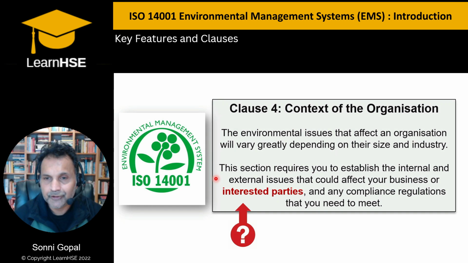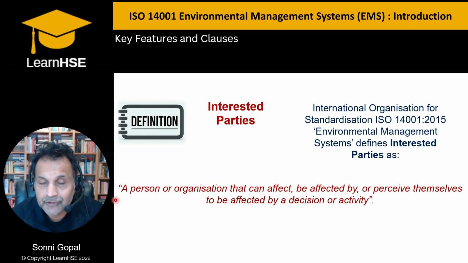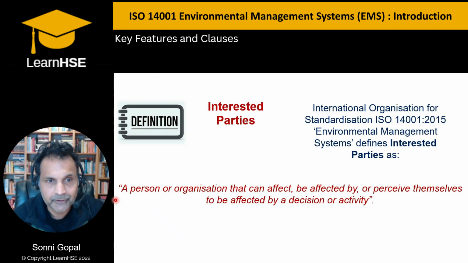What do we mean by an interested party? As defined before, it is a person or organization that can be affected by, or perceive themselves to be affected by, a decision or activity. This is just a memo jogger from previous slides that we've talked about where it involved interested parties.